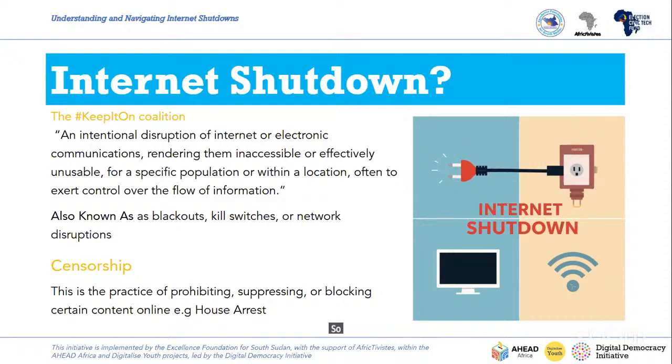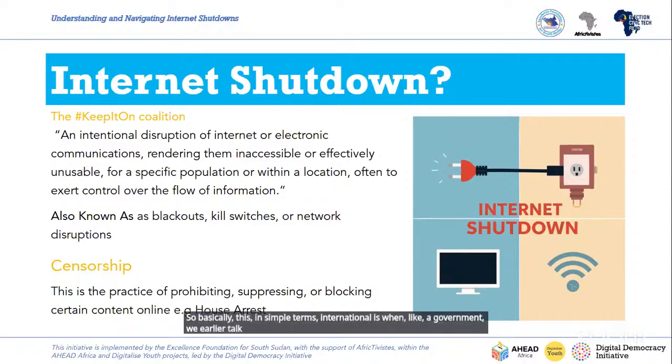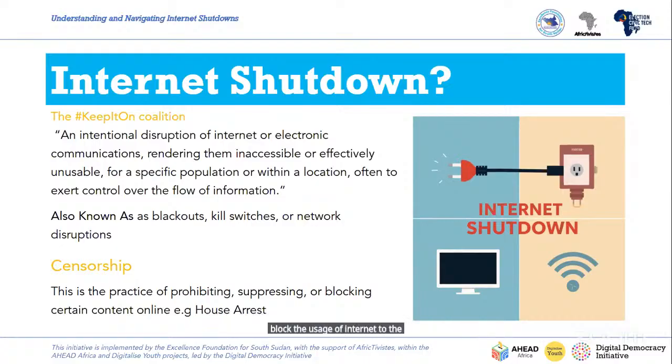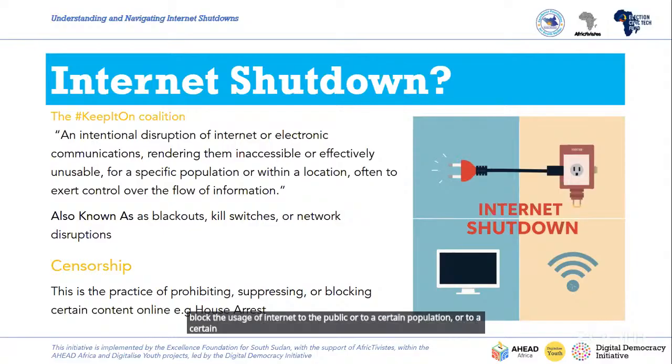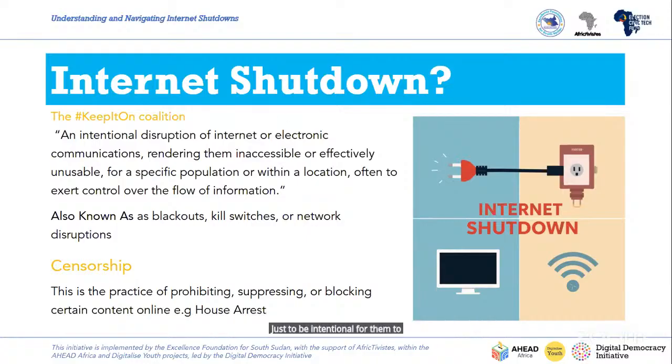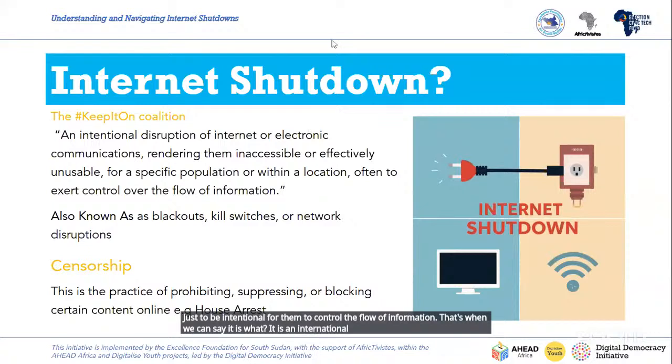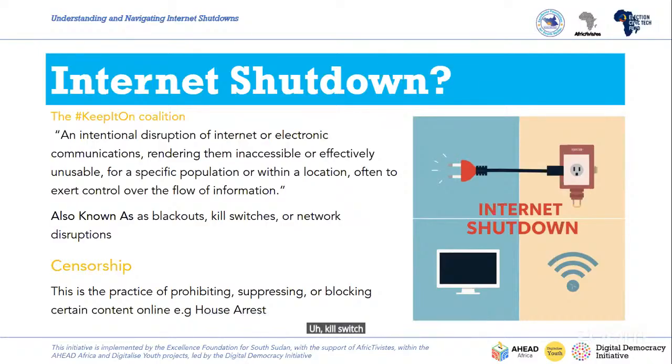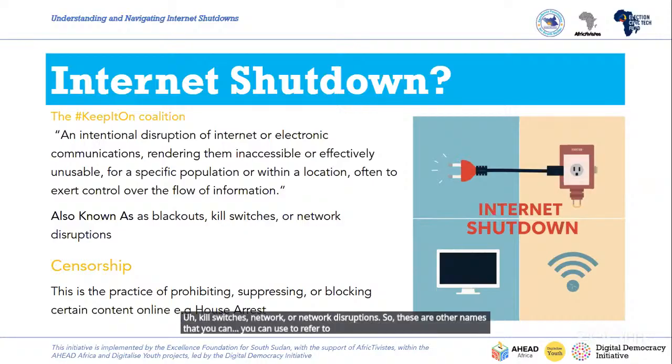In simple terms, internet shutdown is when a government, or the authorities we earlier talked about, intentionally blocks the usage of internet to the public or to a certain population or a certain region. That's what we call internet shutdowns. You see, it has to be intentional, for them to control the flow of information. That's when we can say it is internet shutdowns. Internet shutdown is also known as blackout, kill switches, or network disruptions.